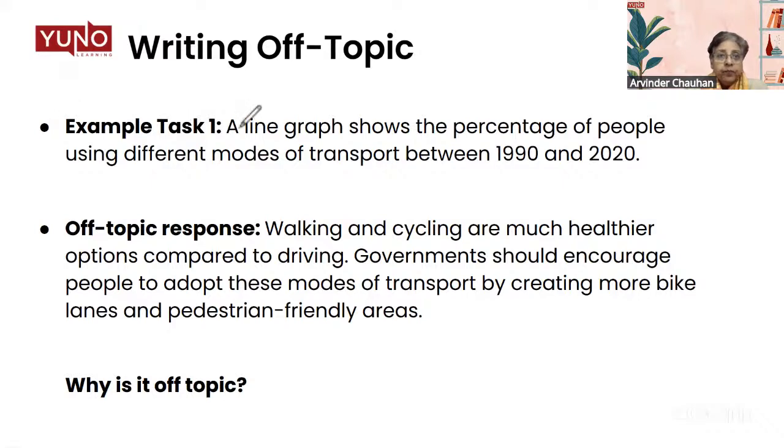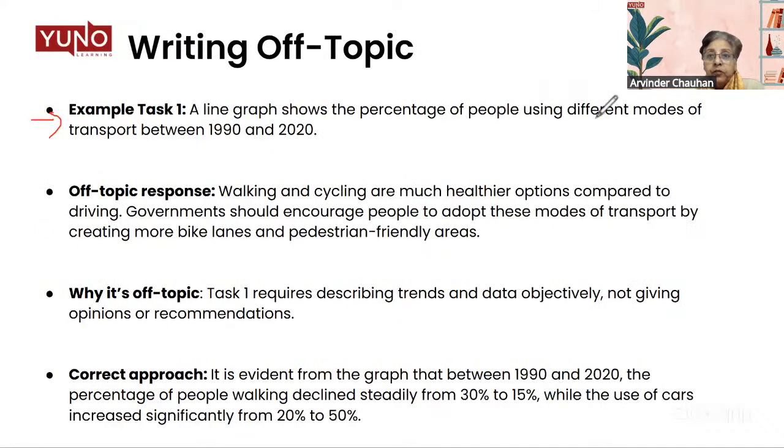Here's the same question. A line graph shows the percentage of people using different modes of transport between 1990 and 2020. Here's the off-topic response that we just read in the previous slide. And why is it an off-topic answer? Task 1 requires describing trends. You've got to describe trends over here and data. You don't have to give opinions or recommendations. Those have not been asked. They are not required. They are not part of the structure of your writing task 1. Fine, we have to understand that.